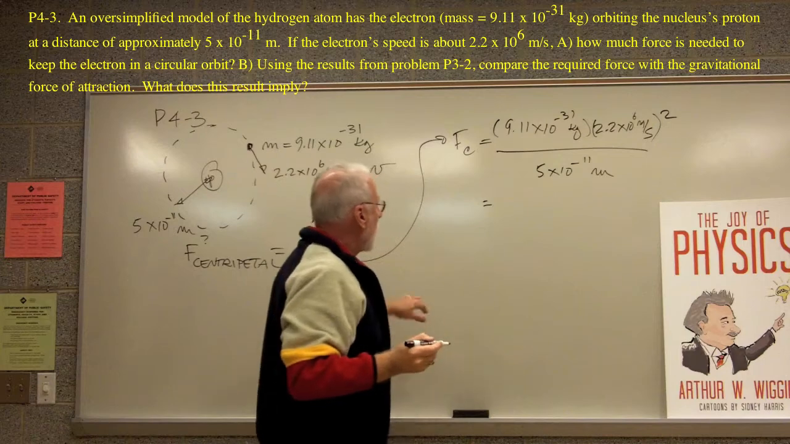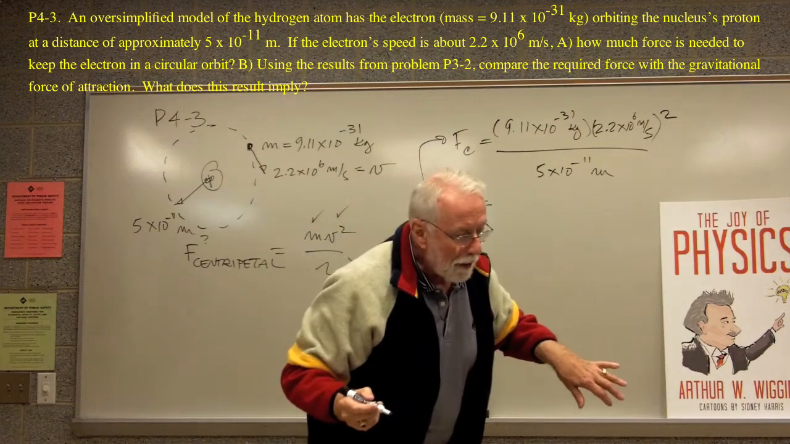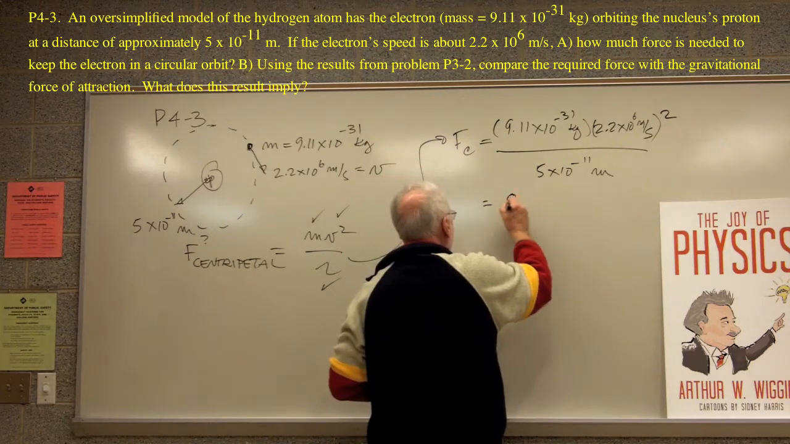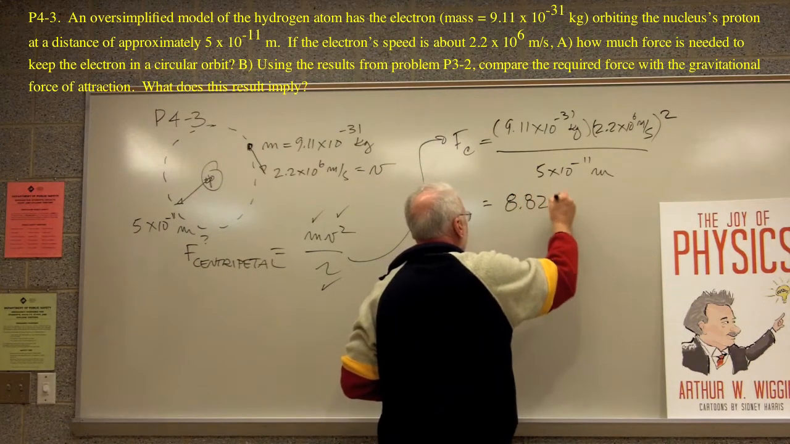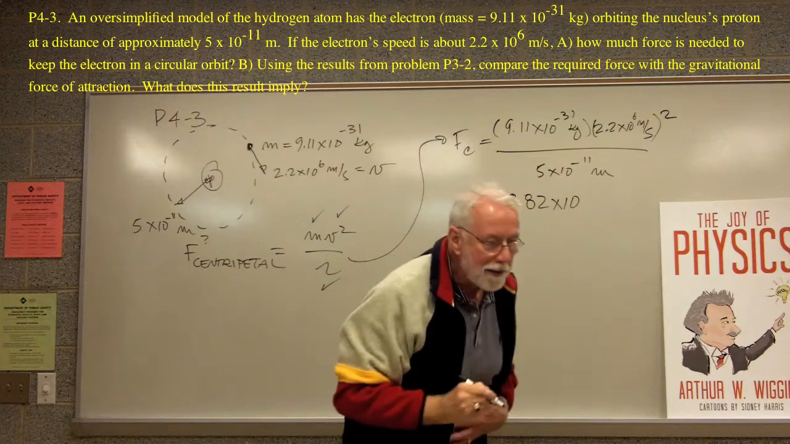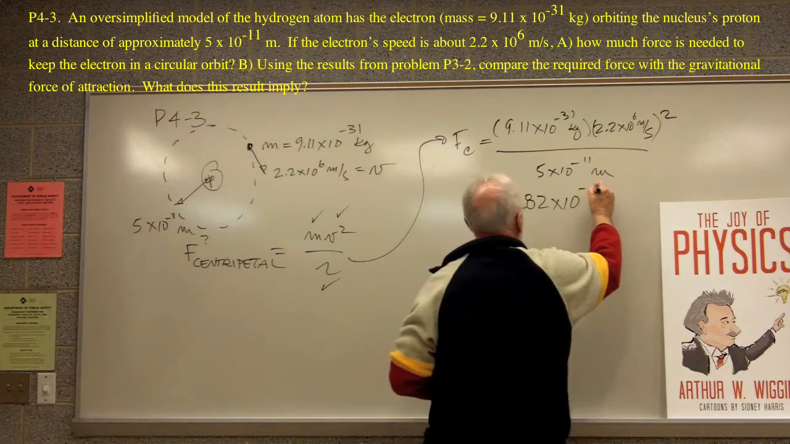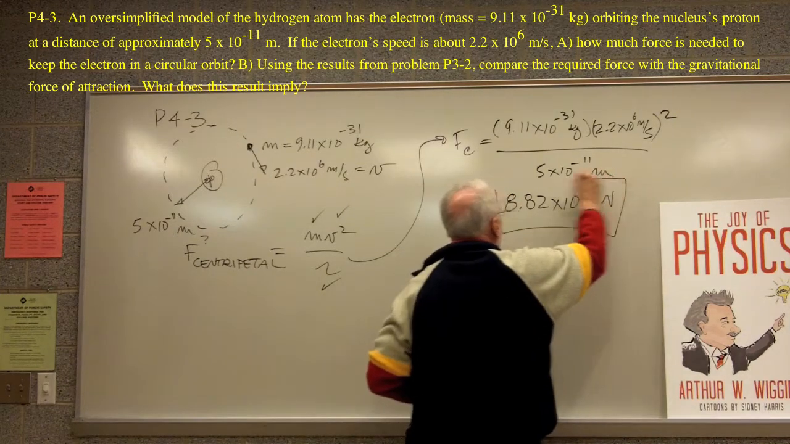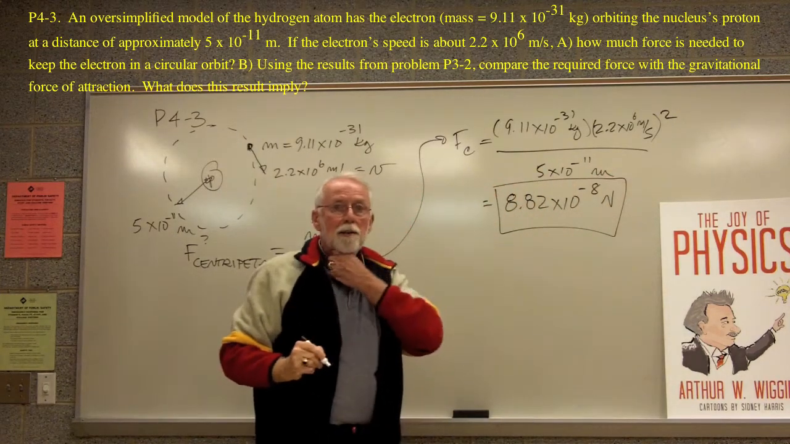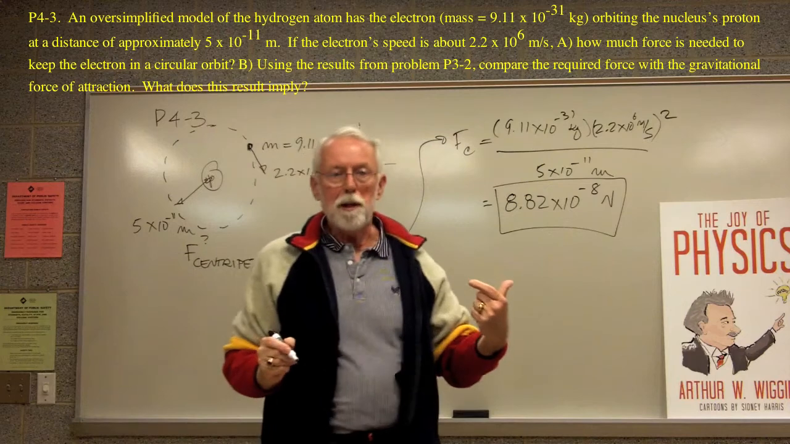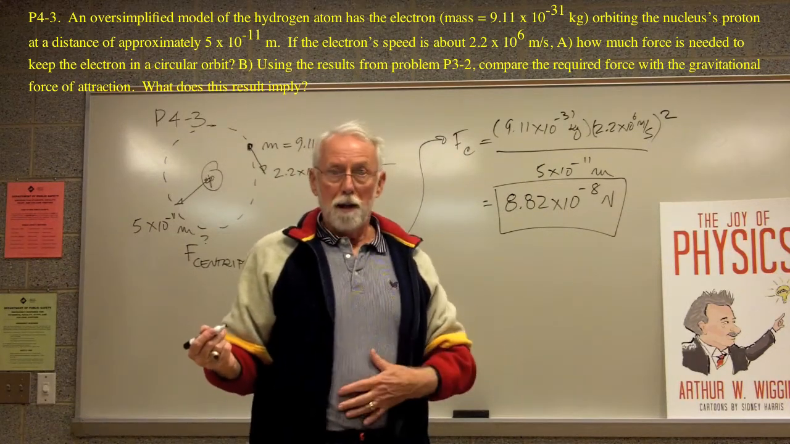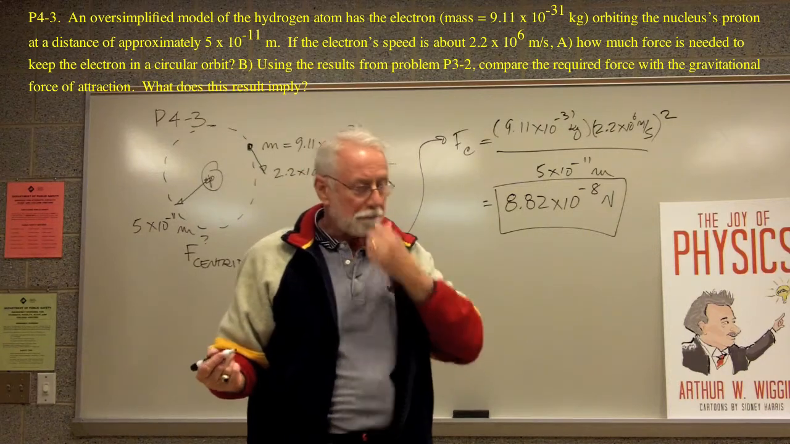So now the mathematics is pretty straightforward. All we have to do is calculate. It turns out to be 8.82 times 10 to the power minus 8 newtons. So there's our answer. That's how much force is needed to keep the electron in its orbit. Is that reasonable? Is it not reasonable? Who knows? Electrons are beyond our capability really to estimate well.